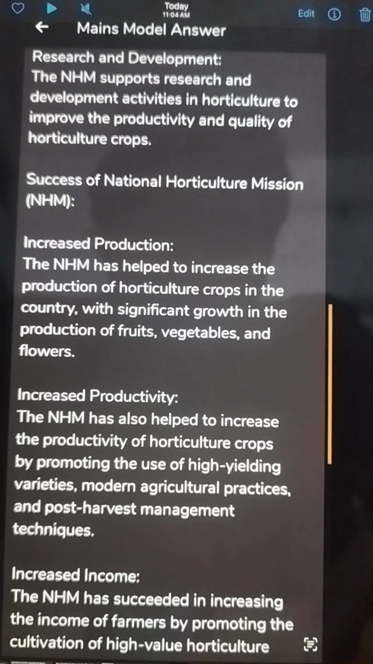Then increased productivity. NHM has also helped to increase the productivity of horticulture crops by promoting the use of high-yielding varieties, modern agriculture practices, and post-harvest management techniques.